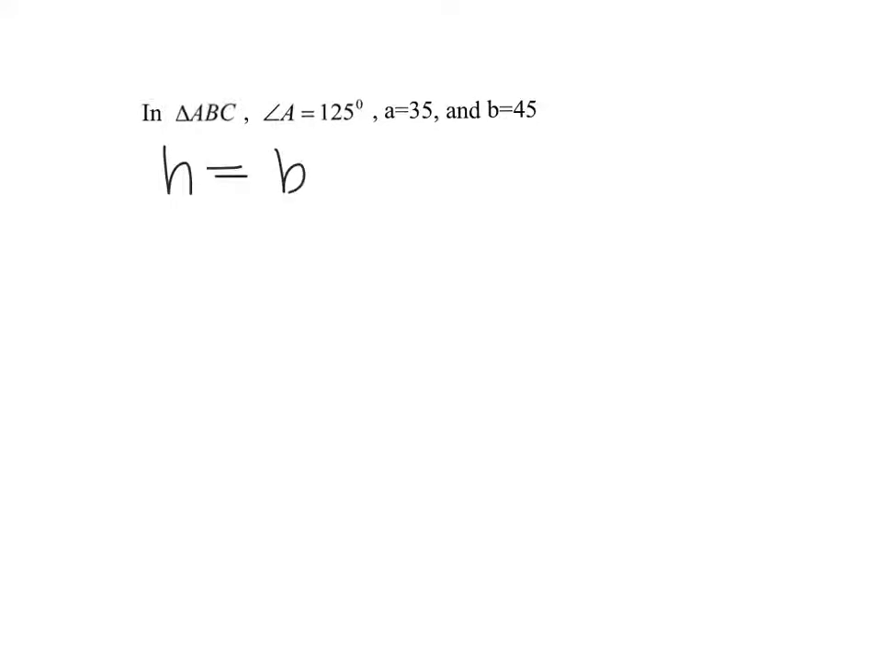Moving on to our second example. In our triangle, we have angle A is 125 degrees, A is 35, and B is 45. So in this case, we do have to figure out the height because we're not sure if there's no solution or two possible different triangles here that can be formed. So to find our height, we have to do our side B times the sine of our angle A. So that would be 45 times the sine of 125.